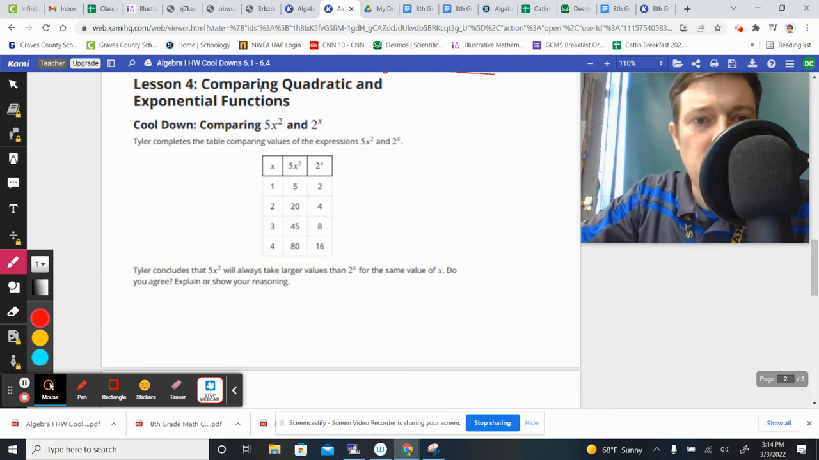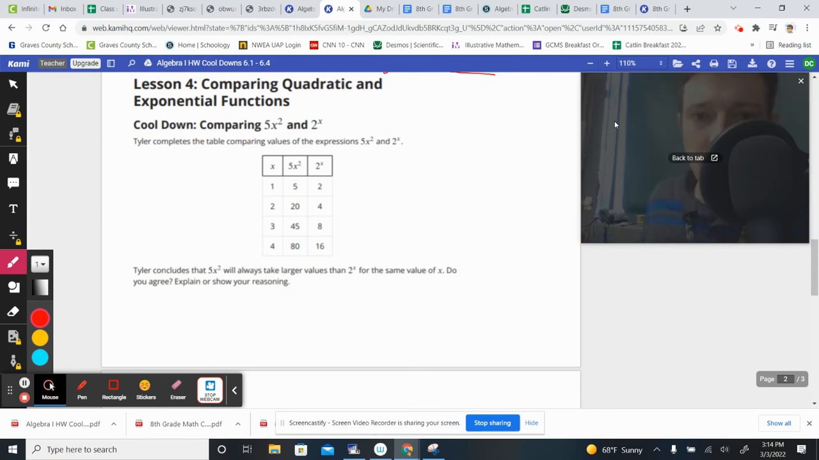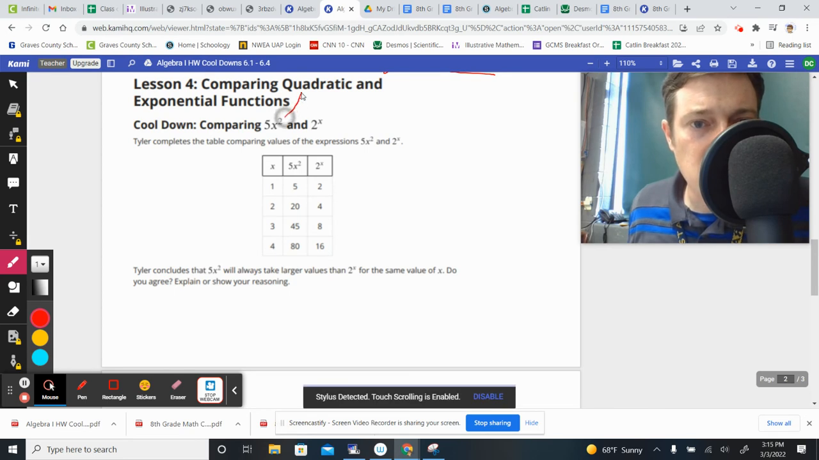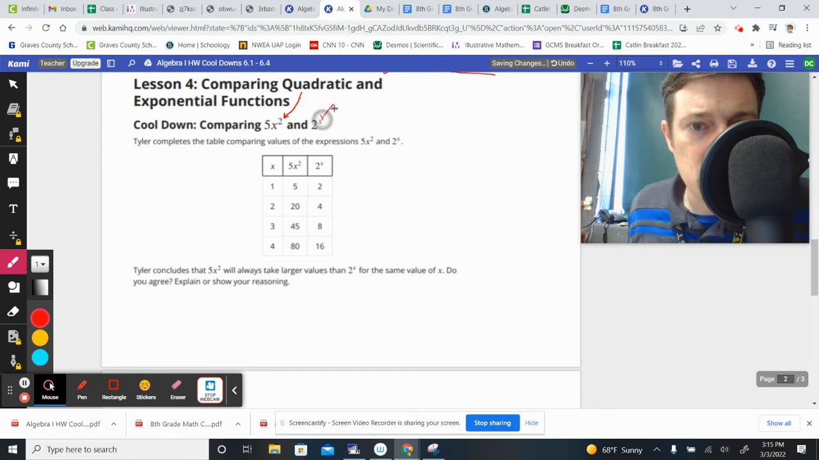We're starting to compare quadratic versus exponential functions. We have a 5x squared and a 2 to the x power. Real quick, you need to be able to look at them now and know the difference between the two. This one we know is quadratic because of the square. And this one right here we know is exponential because of the variable in the exponent, right?